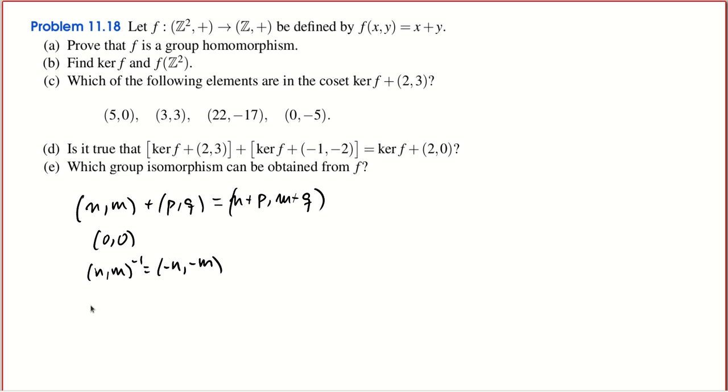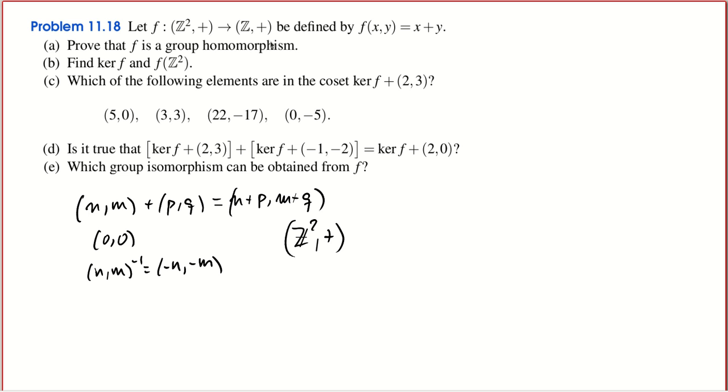So this forms a group. It's an additive group. It's commutative, right? Because this operation is commutative. So this is Z² with plus, right? And Z with plus is, of course, another group, right?